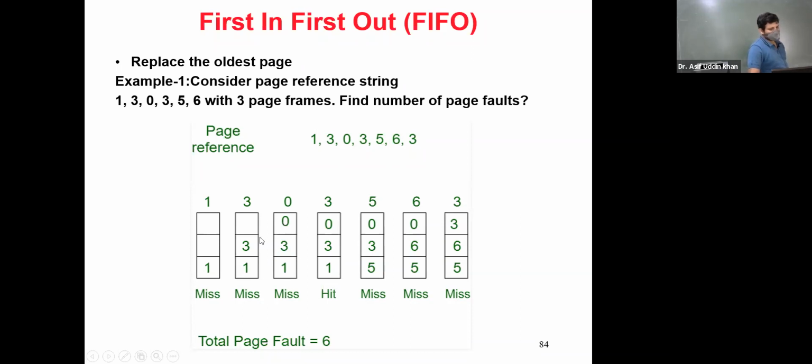Next the processor requires page number 3. Now check whether page number 3 is present or not. Yes, page number 3 is present here. So it is a hit. It means there is no need to bring it from the hard disk. You just use that. So whatever is written here is simply copied here. Then again, the page required by the processor is page number 5.